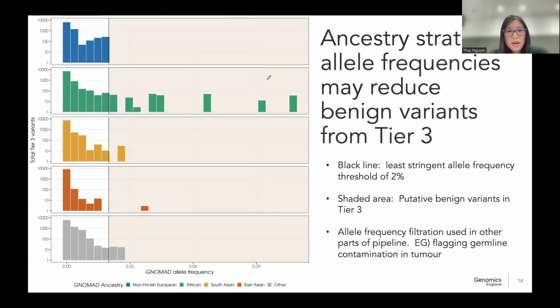And if you look at all the variants that shouldn't have made it past this threshold in African ancestry patients, it accounts for roughly about 20% of the variants that shouldn't have made it to a clinician at all, but did. And this is within the tier 3 classification of the cancer pipeline. And there are other parts of the pipeline that use allele frequency filtration. For example, flagging germline contamination. So this is one fix that we can do for the pipelines in future iterations.